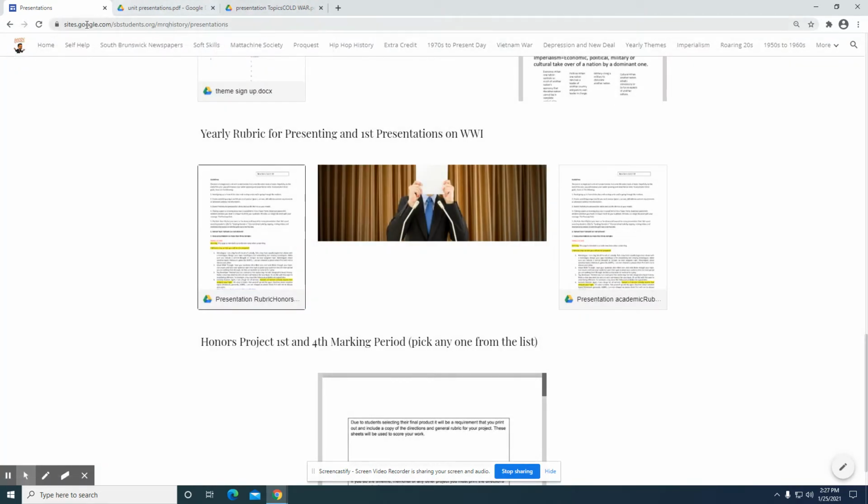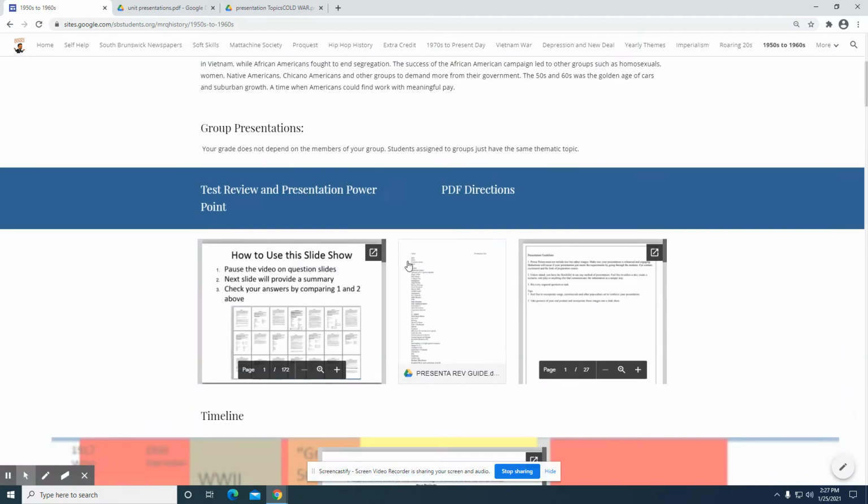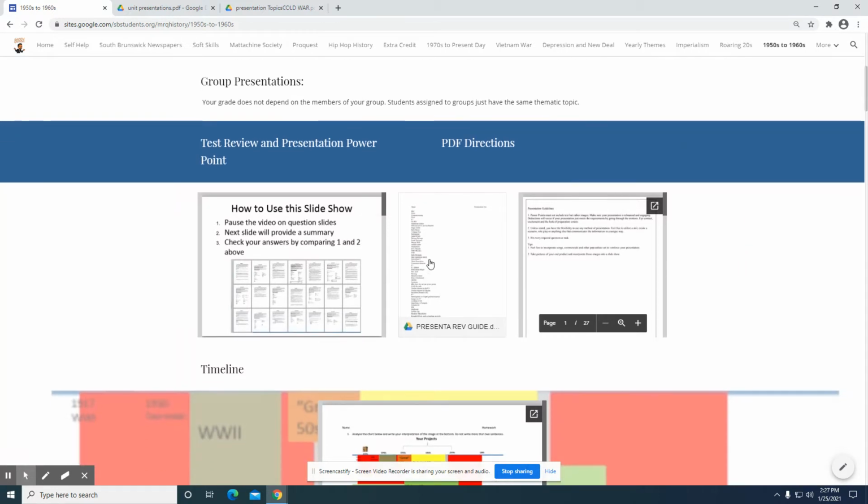The presentations that are for the unit are actually part of the 50s and 60s. So we will begin with the Cold War. And since the Cold War is definitely at a peak in the 50s and 60s, you cannot look at the 50s and 60s without looking at the Cold War. So here's where we're going to have some of the information.